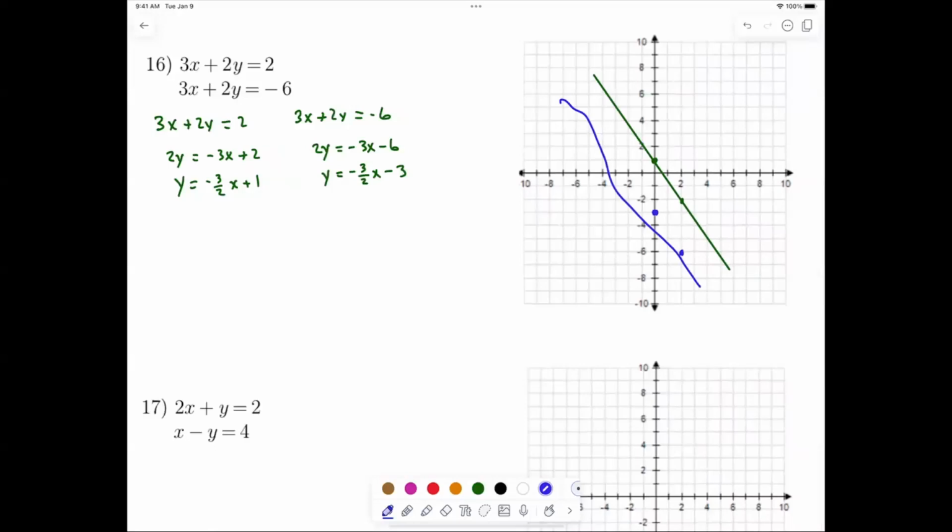All right, now what do you notice about these lines, people? They're parallel. So how many times do they cross? They do not cross. So this is no solution. There is no solution. Zero with a line through it. No solution. Anybody have any questions with that? Parallel lines mean they do not cross. Anybody have any issues with that?